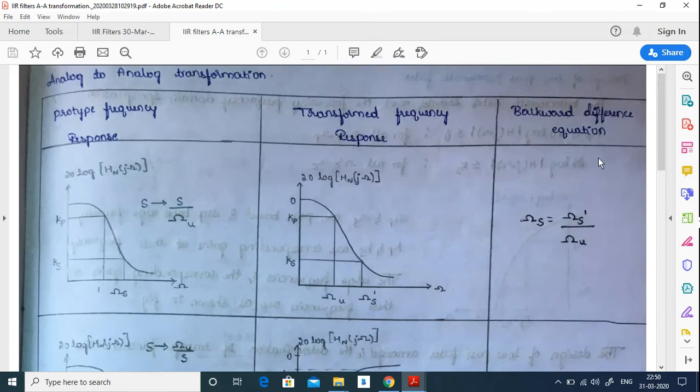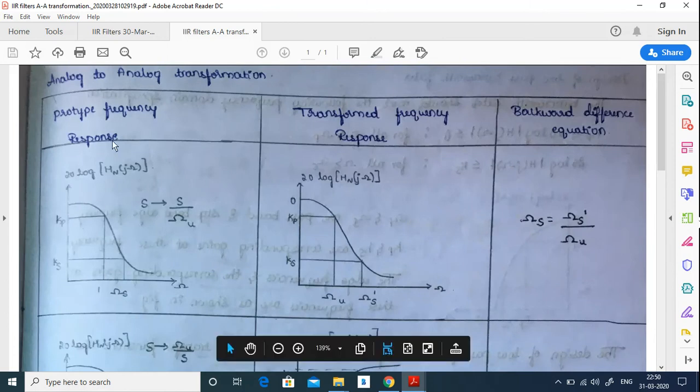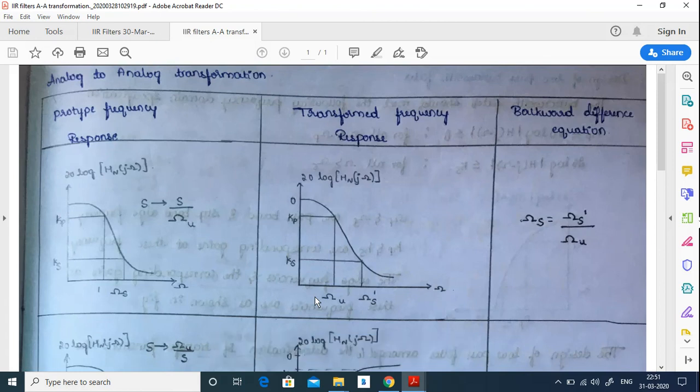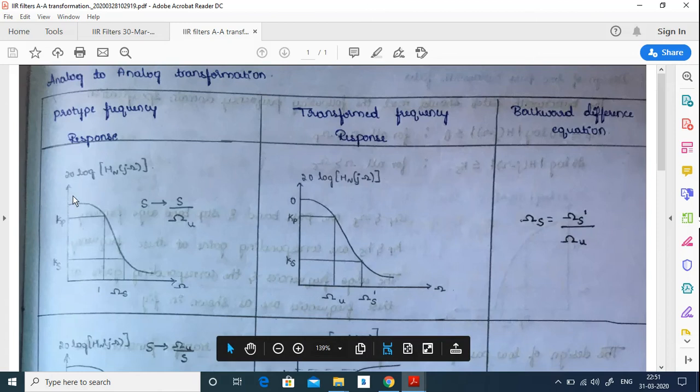So as I told, in general, I know formulas only to design this one, that is the normalized low pass filter wherein omega p is equal to 1 radians per second. But in general, most of the times we won't get omega p or omega u as 1 radians per second. In that case, we first design this, then use a suitable transformation, which is this, to convert the normalized low pass filter into a desired filter. That's what we can understand from this particular table.